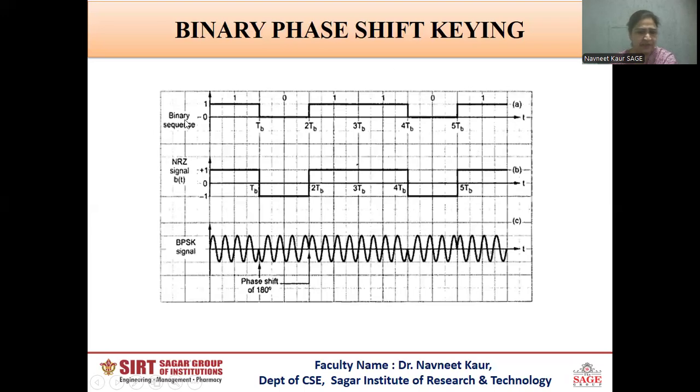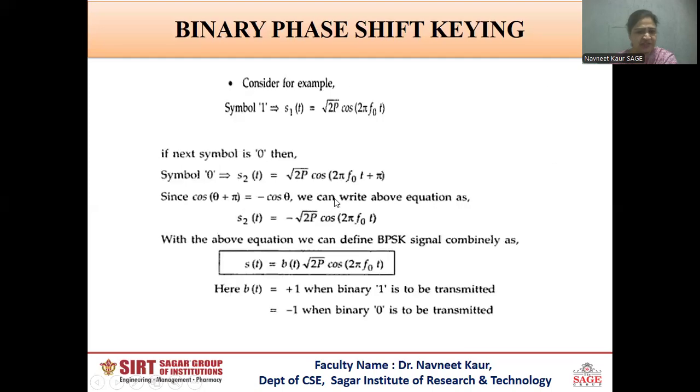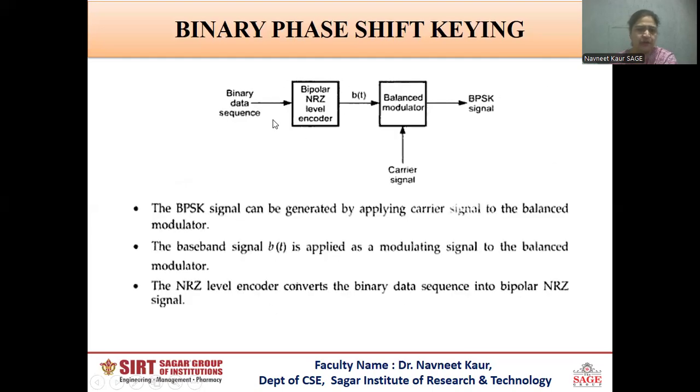This is the original message, which is in the form of 1 and 0. I have changed it to bT, which is in the form of 1 and minus 1. And for changing it, I have used an encoder here. Now this bT will be given to a balanced modulator, whereas the second input to this balanced modulator is the carrier signal, which is my original carrier signal with frequency f naught.